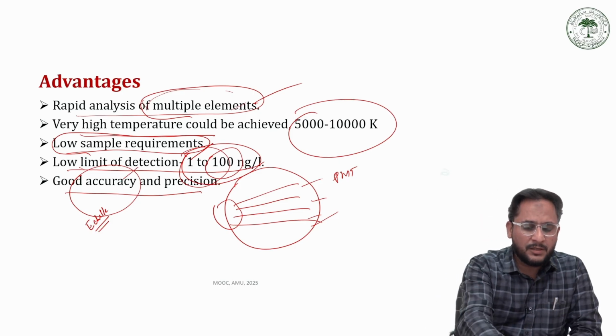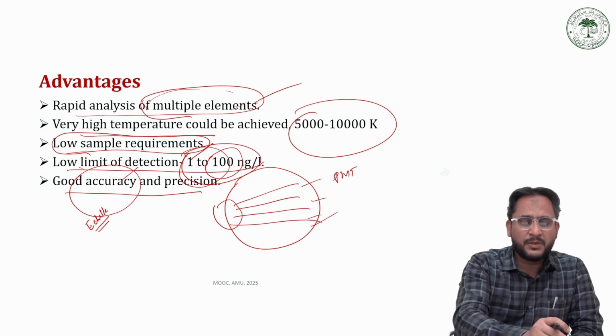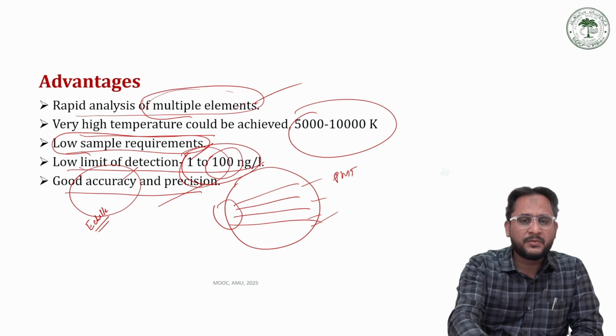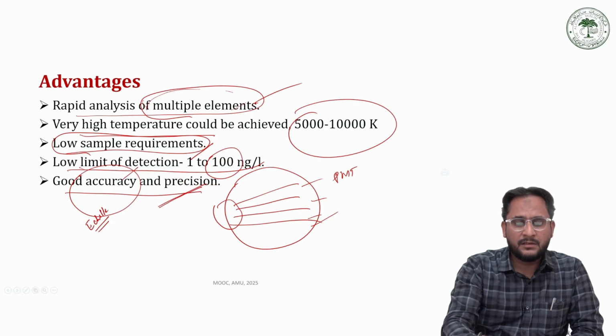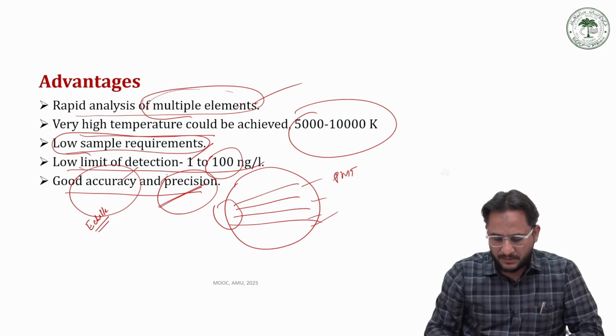So the machine is very accurate: the value determined experimentally is very close to the true value, and it also has very high precision, so if we do repeated runs, the results will be almost similar in all the cases.